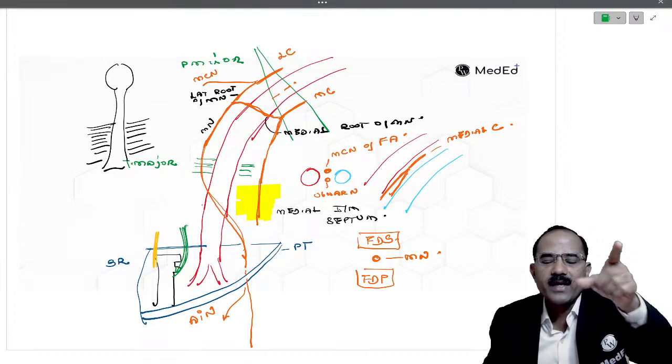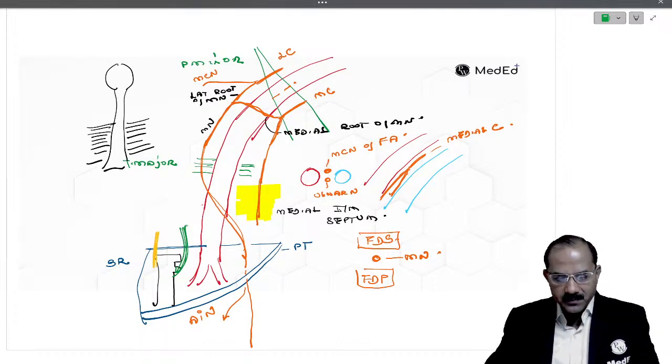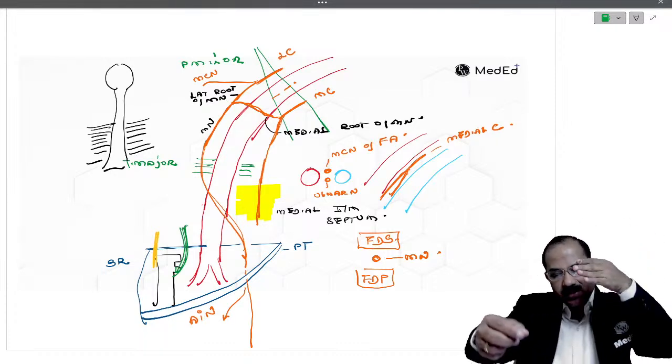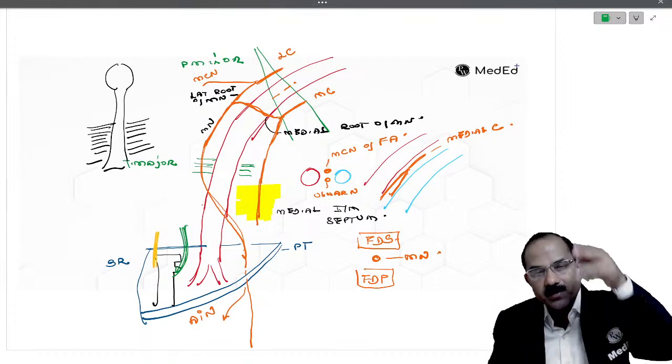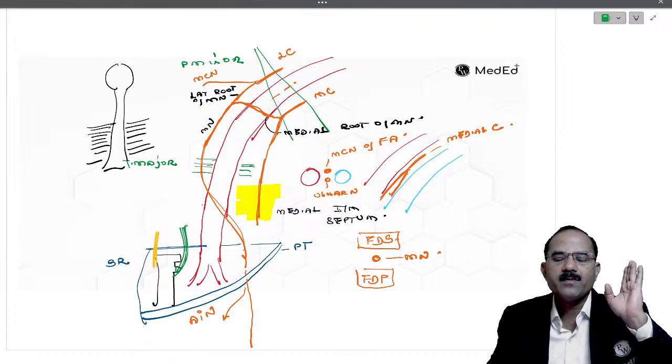Superior ulnar collateral artery pierces the medial intermuscular septum, goes behind the medial epicondyle. Now the ulnar nerve comes in the forearm.